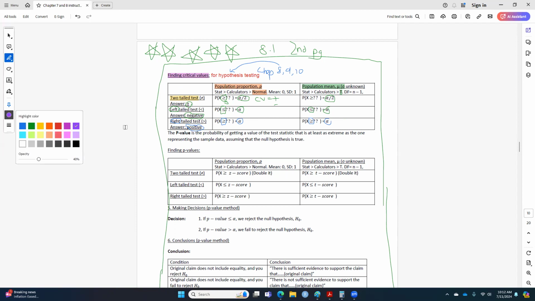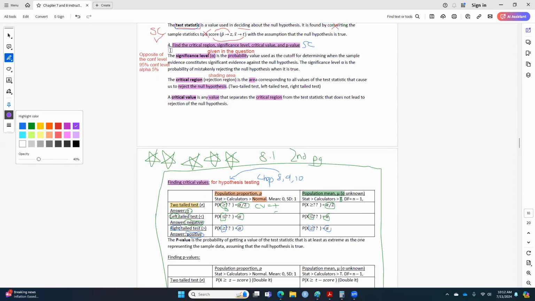Okay, so don't forget, this is still in step number 4 here. I'm giving you all this because sometimes the question wants you to find the critical value, sometimes the p-value, or sometimes it wants you to find alpha. But alpha in this case, usually you do not need to find it. It has to be given in the question.